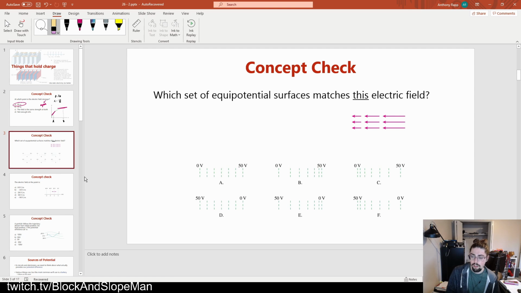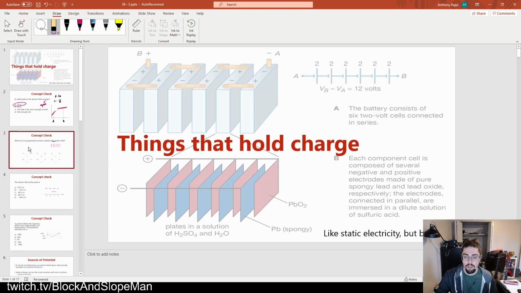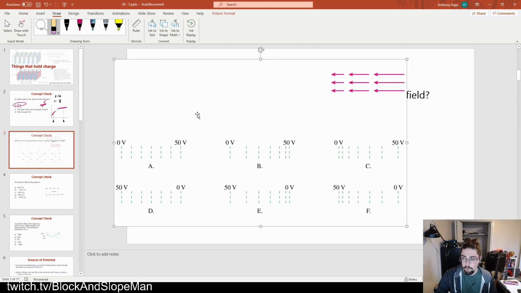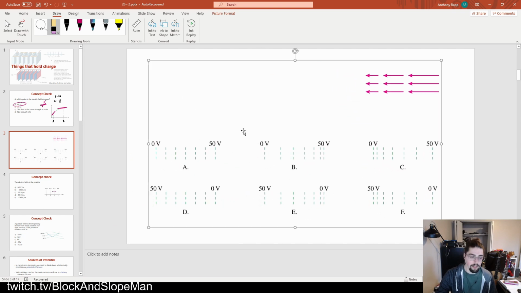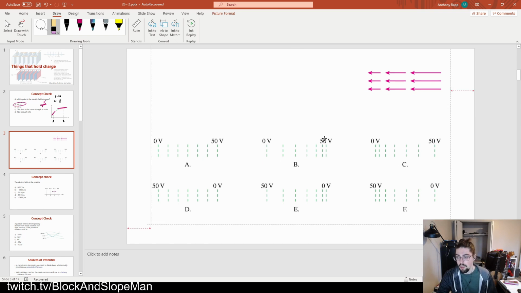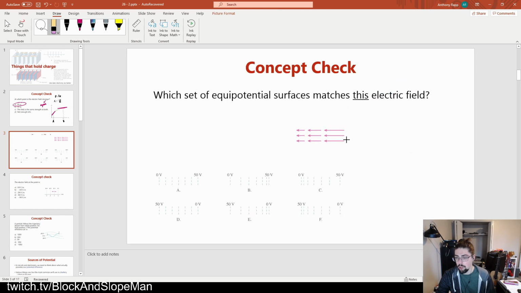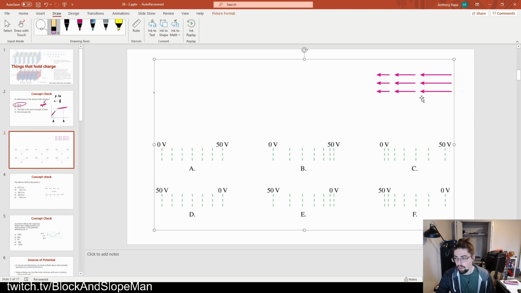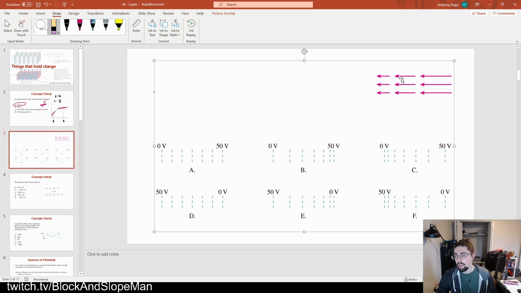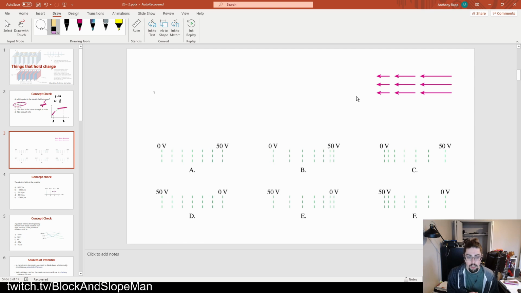Okay, let's take another look at another one of these. I'm going to make this one a little bit bigger because these dotted lines are kind of hard to see on Zoom, I think. Hopefully they're a little bit better for anyone watching on Twitch. But what I've got here, we can read the problem before I do that. Which set of equal potential surfaces matches the electric field? So what I've got in this light magenta color is my electric field. Direction and strength are important here. Which of these 6 options of equal potential surfaces would actually match and recreate this type of electric field?